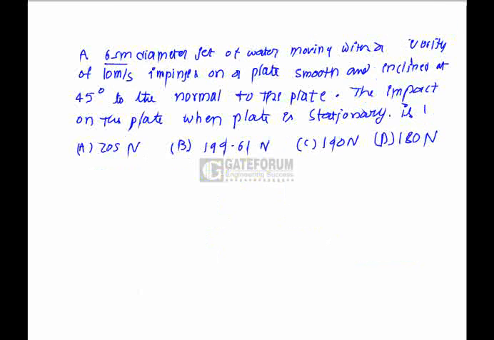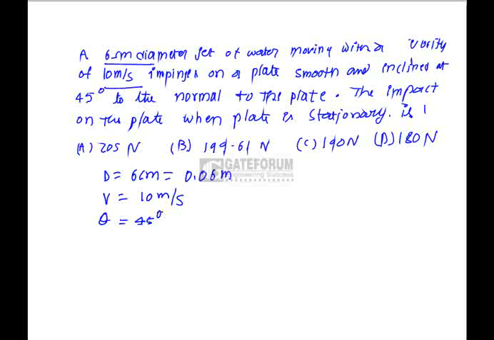Question: a 6 centimeter diameter jet of water moving with a velocity of 10 meters per second. The diameter is given as 6 centimeters, that is equal to 0.06 meters, and the velocity is 10 meters per second, impinging onto a smooth plate inclined at an angle of 45 degrees, so theta is equal to 45 degrees, normal to the plate. We have to find the impact on the plate when the plate is stationary.